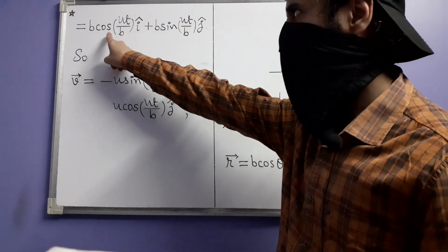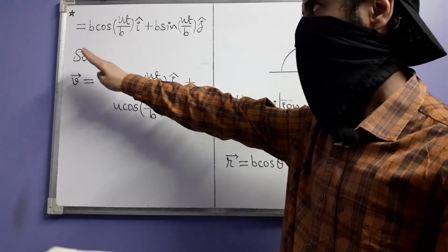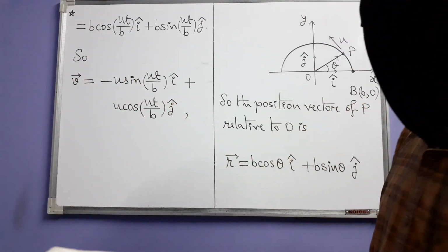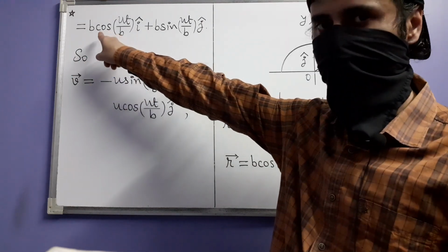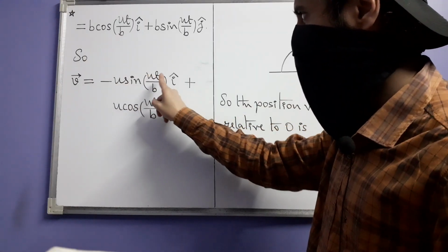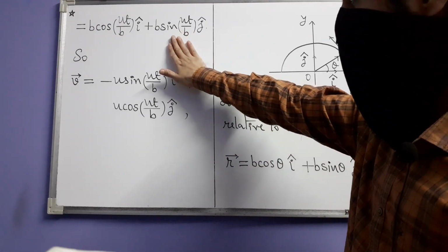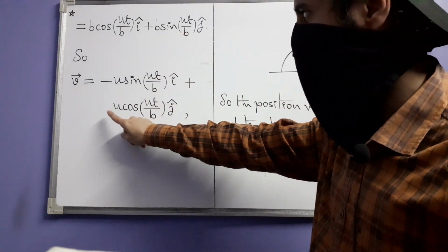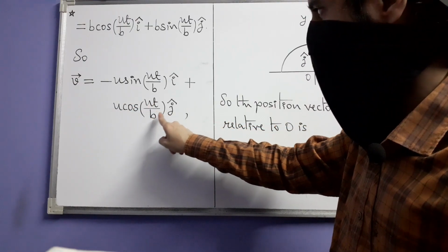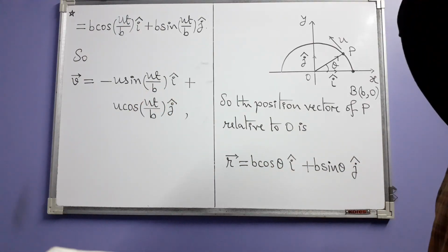So if you differentiate the first term, which has cosine, this coefficient of t comes out. So you have u divided by b. After cancelling those two b's, you have u. But because you are differentiating cos, a minus sign also you will get. So minus u sine of ut divided by b times i hat. Similarly, if you differentiate this, you are going to get b times u divided by b, which is u, times cosine of ut divided by b j hat. So this is your velocity vector.